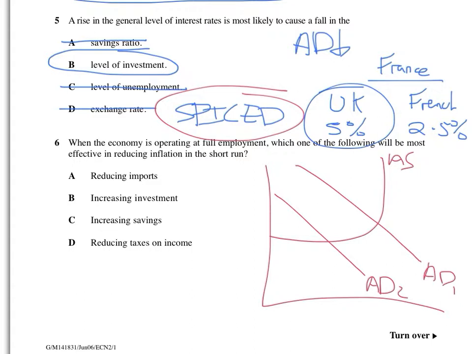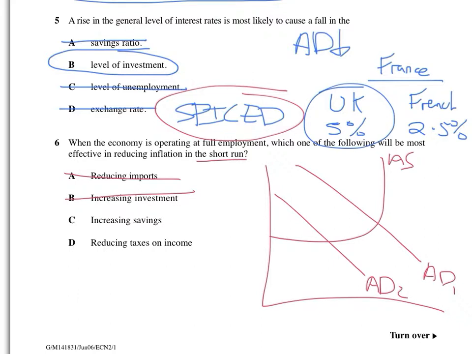So will reducing imports work? No, that doesn't make any sense. I think they just put that in there because they are just trying to confuse you. So it's not that. Would increasing investment work in the short run? No. That would work in the long run because it would make AS go outwards, but it wouldn't work in the short run.